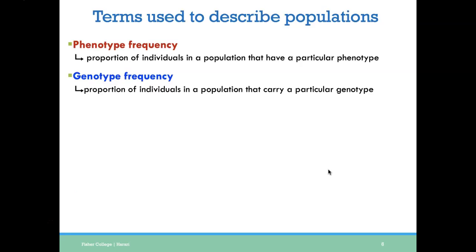And just to explain it in words, to figure out the genotype frequency, you simply count the number of individuals of each genotype and divide that by the total number of individuals in the population. All right, it's the genotype frequency. If you want to look at the phenotype frequency, again, you just look at all the individuals in a population that have a certain phenotype, and you divide it by the total number of individuals.